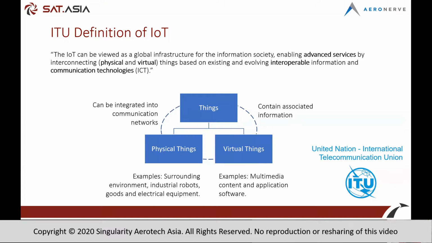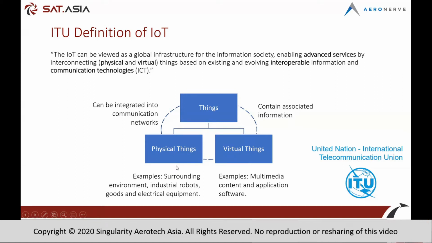So there are two things that make up IoT: physical things and virtual things. Physical things and virtual things are connected through a network. They can be integrated into a communication network, and each of these things contains associated information. For example, in virtual things you have multimedia content, videos, pictures, application software.